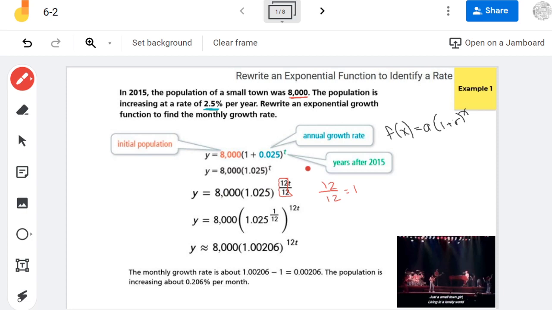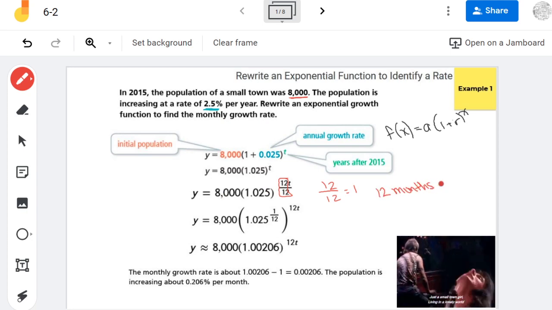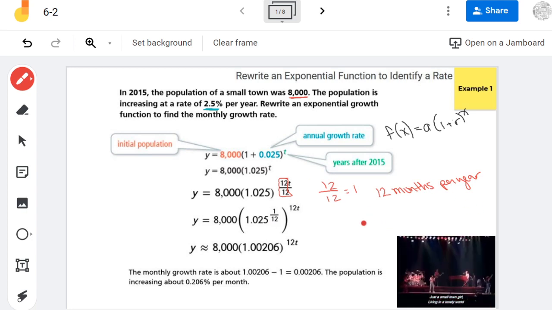And you're going, well, where's that 12 over 12 coming from? Why 12? That's because we're looking at monthly growth rate. So there's 12 months per year. Okay. If I was trying to find a quarterly rate, like we're going to do in just a second, I would be doing 4 out of 4. If I was trying to look at weekly, I'd do 52 over 52. Okay.